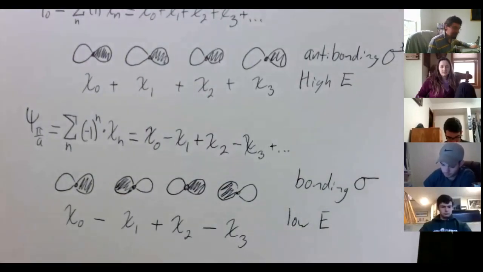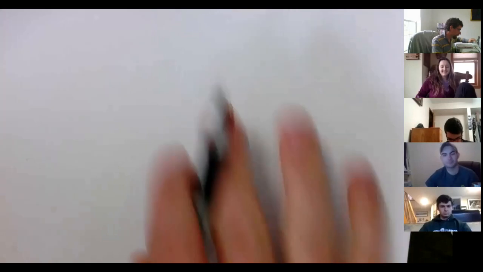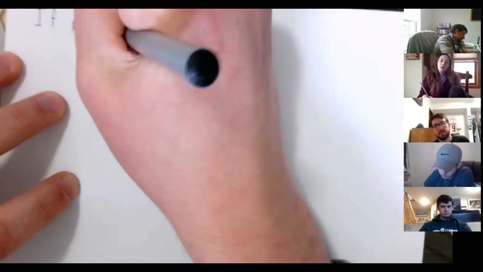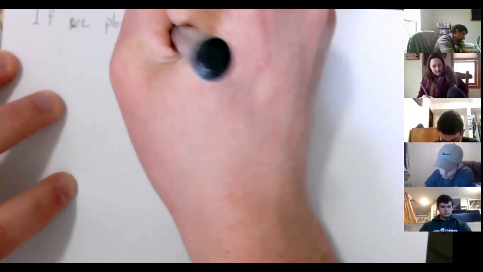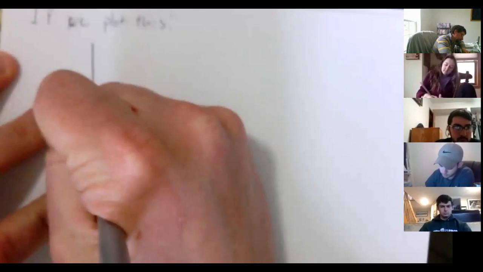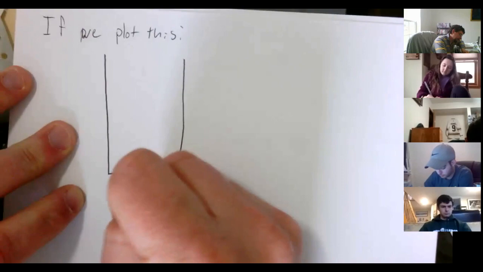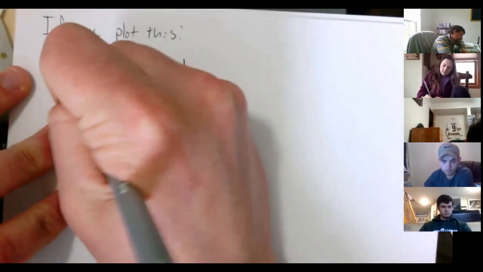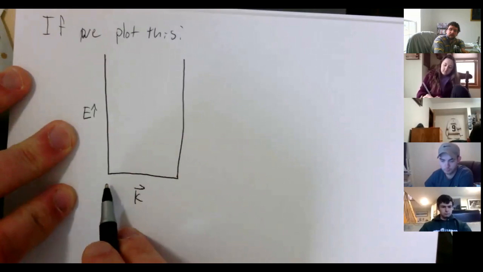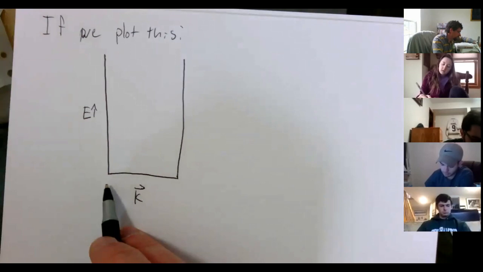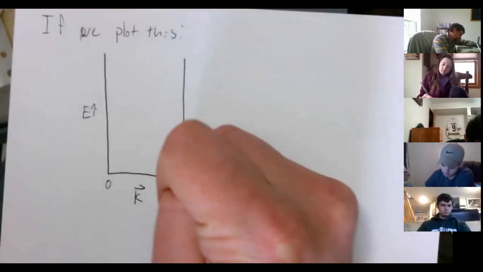Okay, let's plot this bad boy. If we plot this, we're going to do the same range again. We have K along here, E along here. What are my limits again for the first Brillouin zone? 0 to pi over A. Yep, 0 to pi over A.